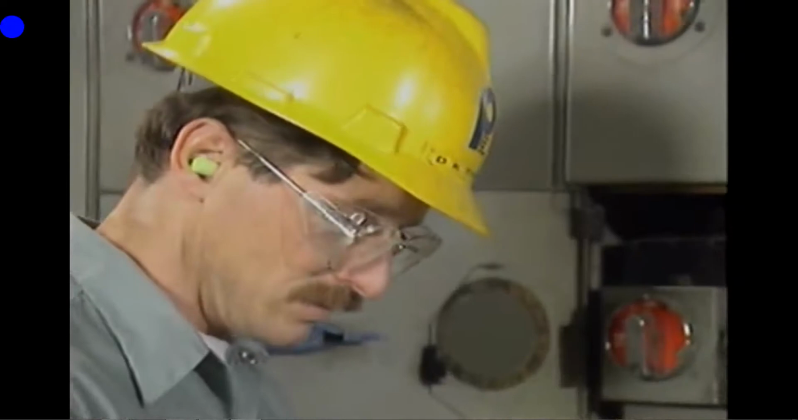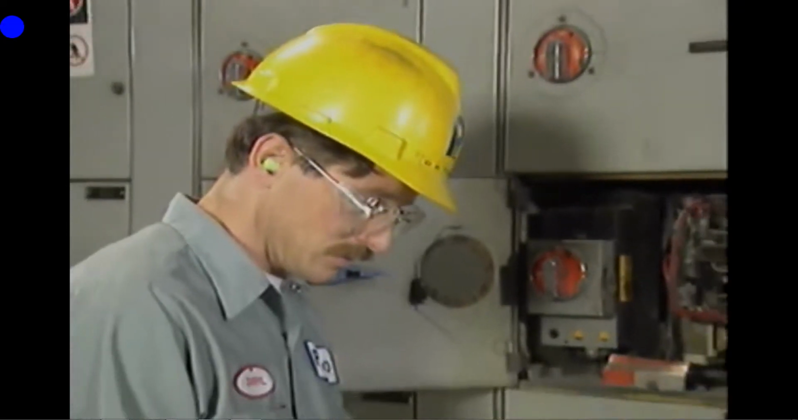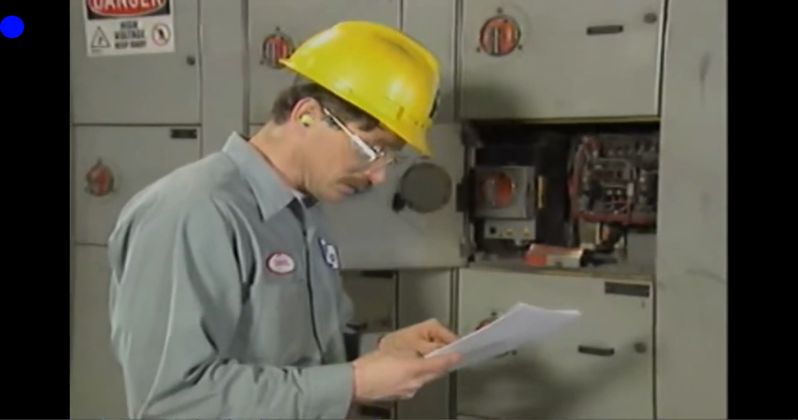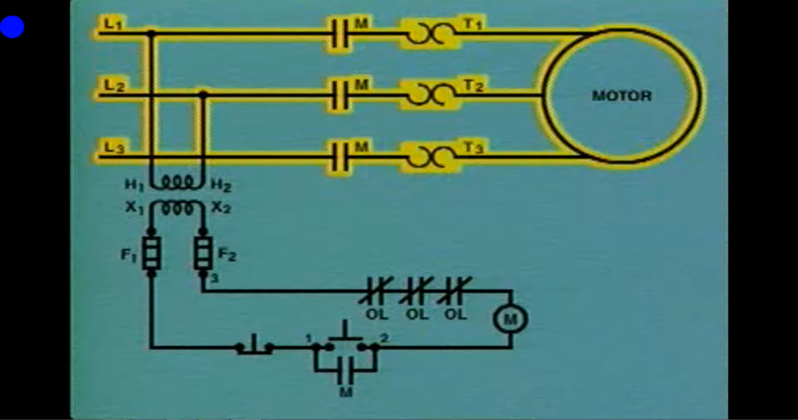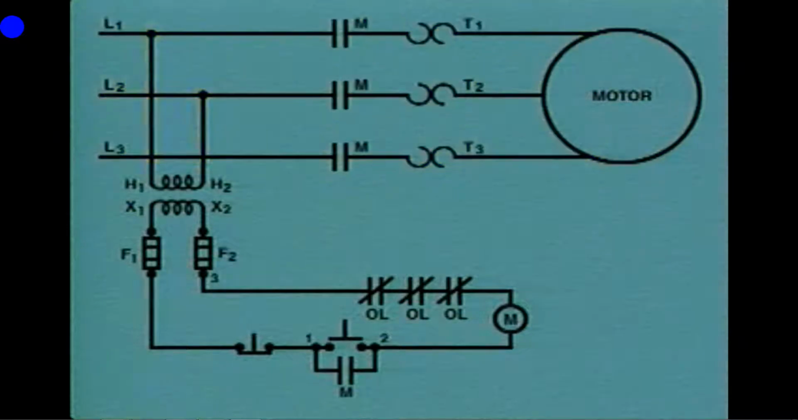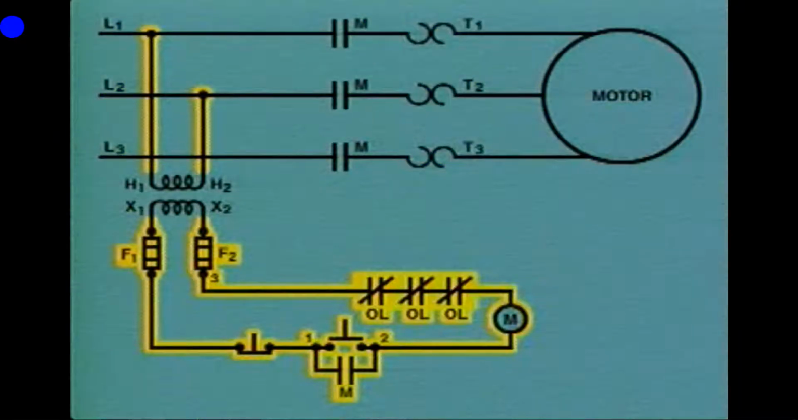You can use a schematic of an AC motor controller to become familiar with the controller's components and how they operate. This is a schematic diagram of a typical AC motor controller. The controller has a motor or power circuit that provides power to the motor and a control circuit that can open or close the power circuit.